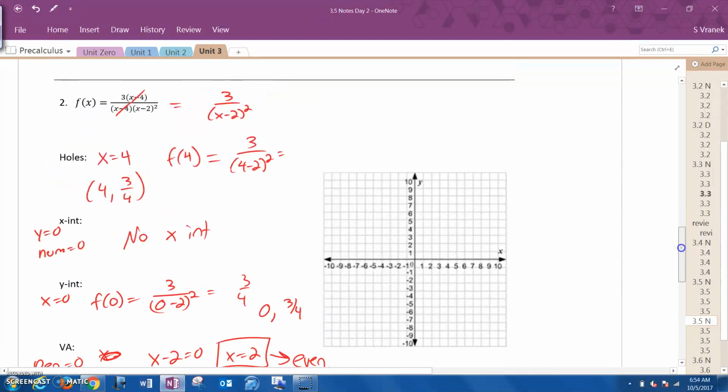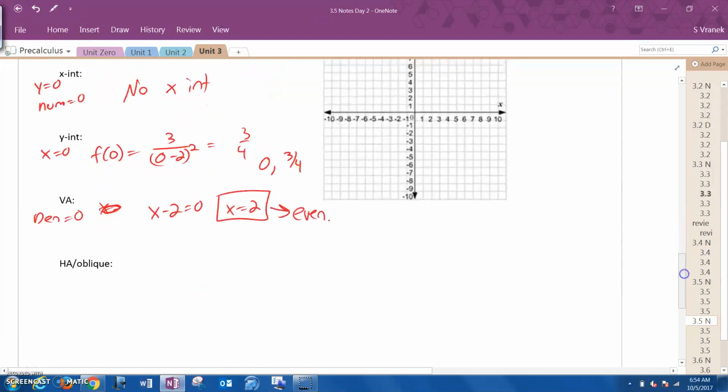And the last step is to look at the powers on top and bottom. Since you have just a number on top and x squared on bottom, it's bottom heavy, which means it automatically is y equals 0 for the horizontal asymptote.